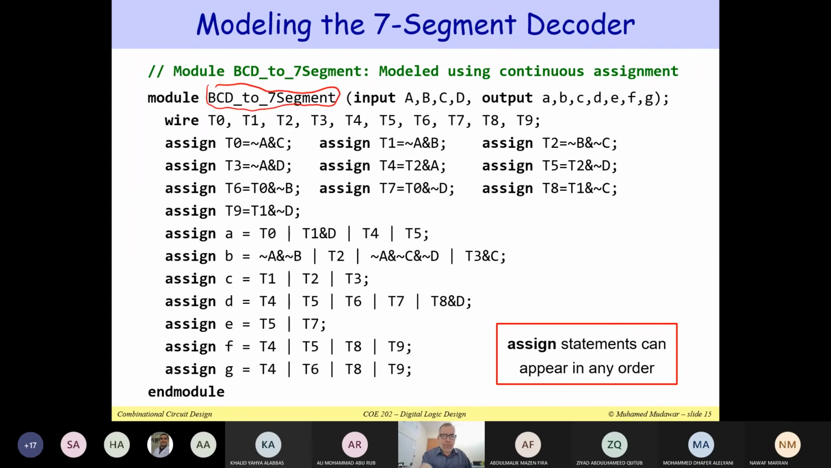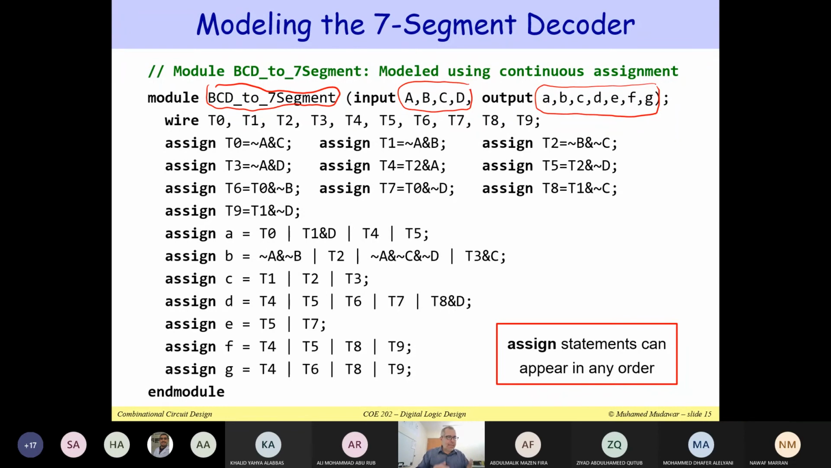This module has 4 inputs, capital A, B, C, D, and it has these 7 outputs. Remember that Verilog is case sensitive. So when you write capital letters for the names of inputs and the names for outputs, they are different. Capital A is different from lowercase a. So you can use these 2 different cases if you would like to distinguish the input from the output. If you don't like to do this, you can use different letters, of course.